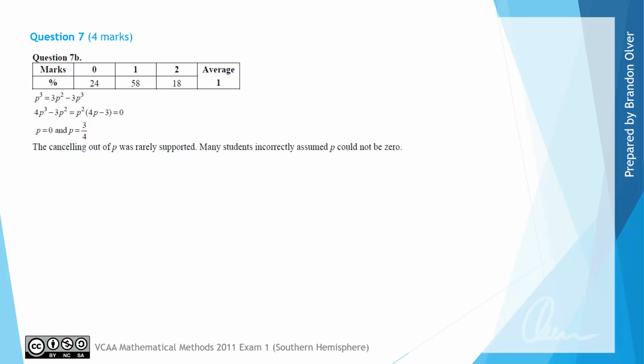From the examiner's report, we can see that 18% of students got full marks for that, with 58% of students making some progress in the question. The examiner's report goes on to state that cancelling out of p was rarely supported, and that many students incorrectly assumed that p could not be 0. In this case, because it was a biased coin, it could actually be 0, and that solution was expected in this question.